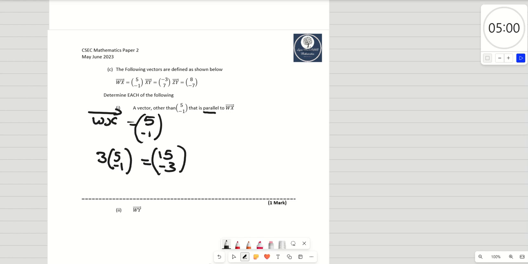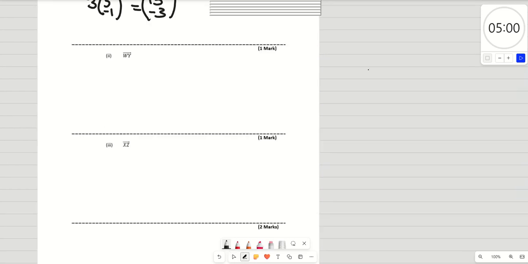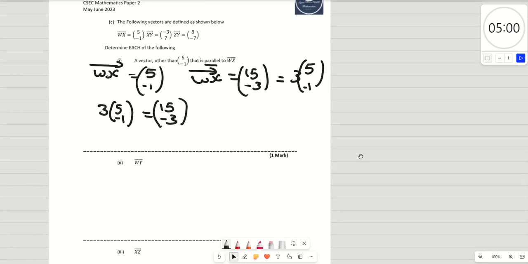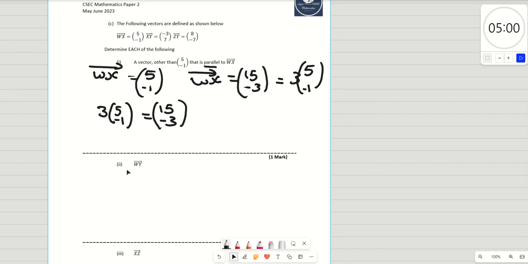So WX can also be 15, minus 3. Why? Because this is equal to 3 times your vector, which gives you 5, minus 1. The next thing they want is determine each of the following. What is WY?